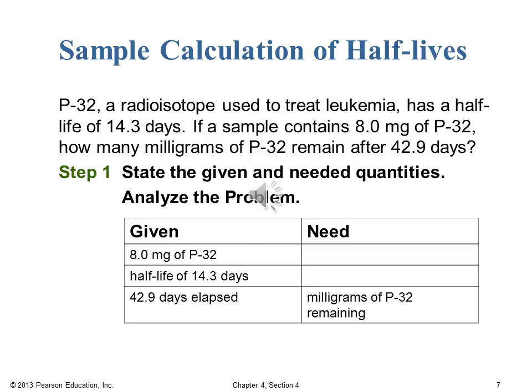So we'll use our stepwise approach that we've used in the past for attacking problems like this. And number 1 is to state the given and needed quantities. So we're given that it's 8.0 milligrams of phosphorus 32 to start. We're told that it's a half-life of 14.3 days, and we see that we have 42.9 days that have elapsed. So that leaves us with what we need. Our desired answer is the number of milligrams of phosphorus 32 remaining after those 42.9 days.